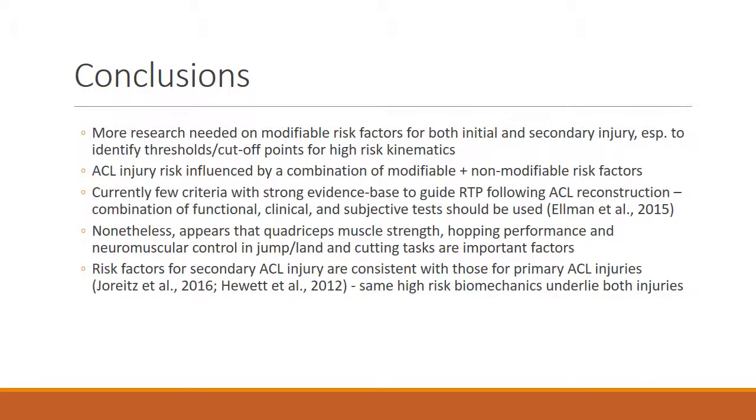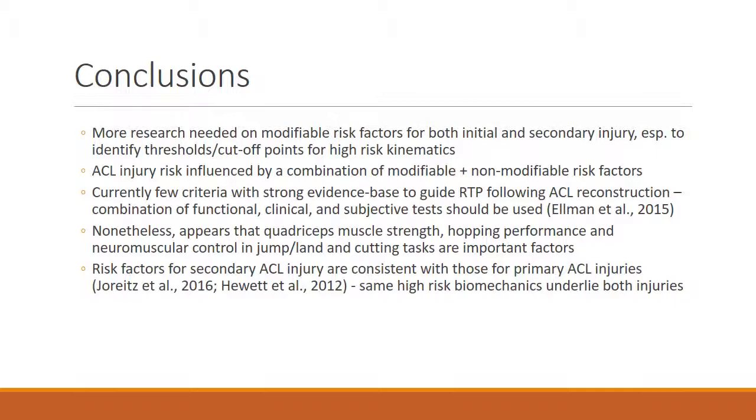So in terms of some final conclusions, we definitely need a lot more research on this topic of modifiable risk factors, especially in terms of the qualitative side of things. We need to find some thresholds or ways to determine how much is too much in terms of the kinematics, and make it simpler for coaches to measure. That would be fantastic research to have. Also, from this, we can sort of tell that ACL injury risk is determined by many factors, and so that's why sometimes the research on just one factor might be mixed, because there's different demographics and there's different backgrounds of the patient. So there's both modifiable and non-modifiable risk factors for ACL injury.